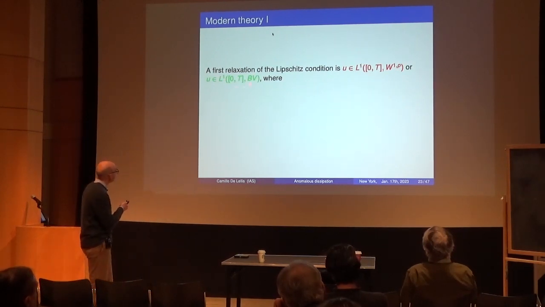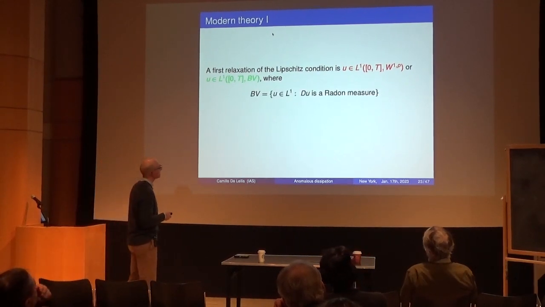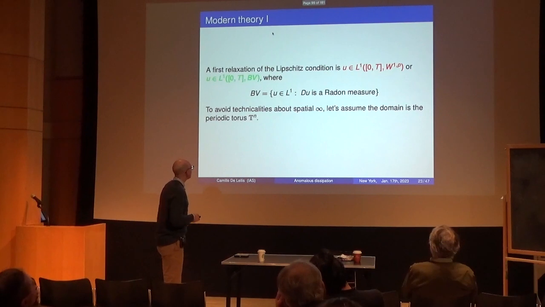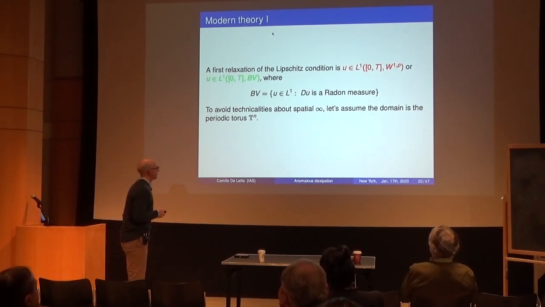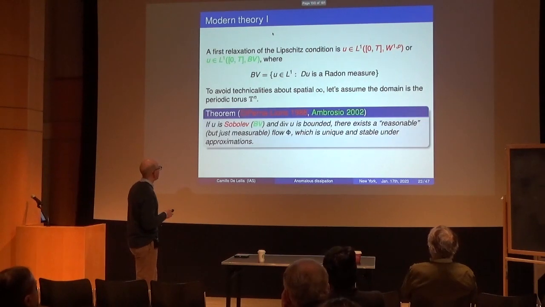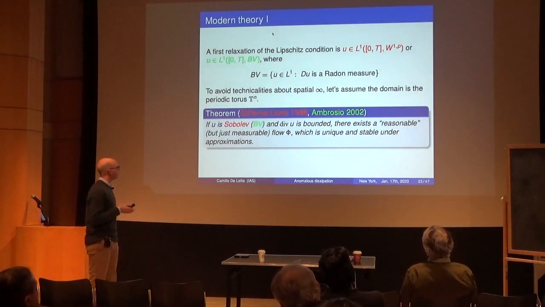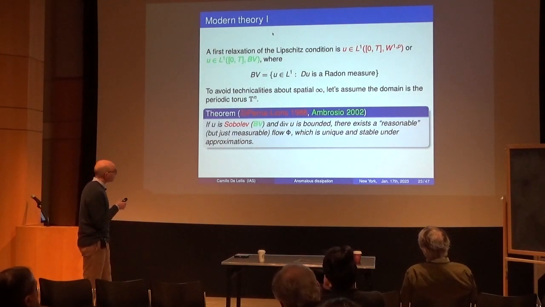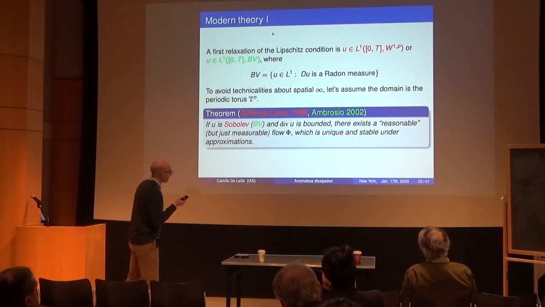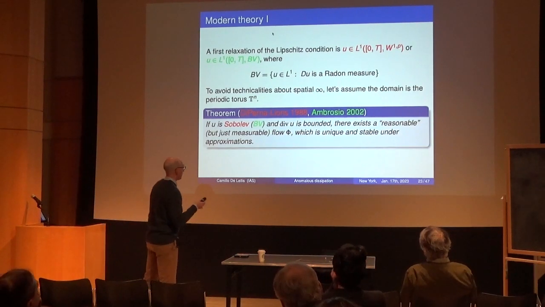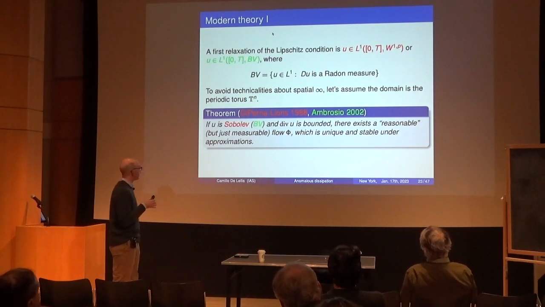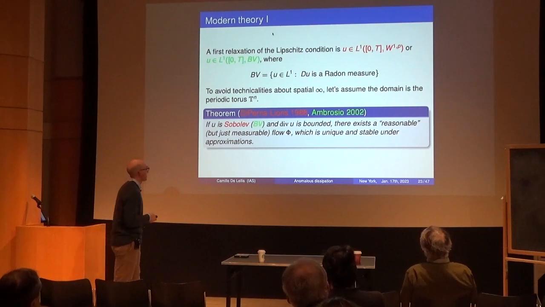instead of being Lipschitz, you're just L^p, or in the limiting case, you are a function of bounded variation, which means that the derivative is a Radon measure, then if you avoid technicalities that are concerning spatial infinity, you can actually have the following theorem: if u is Sobolev and divergence of u is bounded, in our case divergence of u is equal to zero, there exists a reasonable but just measurable flow phi, which is unique and is stable under approximations.